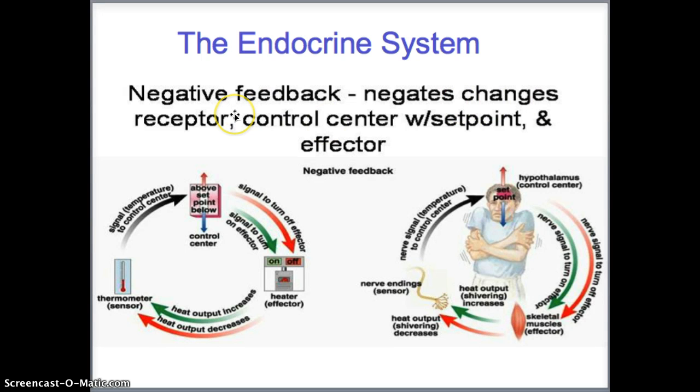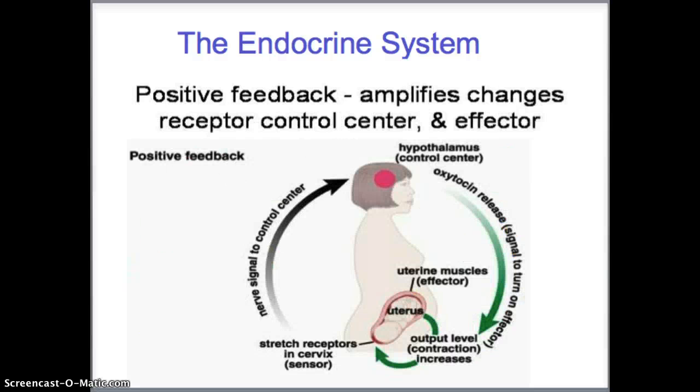So we have three players here. We have the receptor, the control center, which is your brain, and that is what is delegating what the set point is. And we have the effectors, the things actually responsible for getting us back to the set point. In positive feedback, this is where you're amplifying the change.